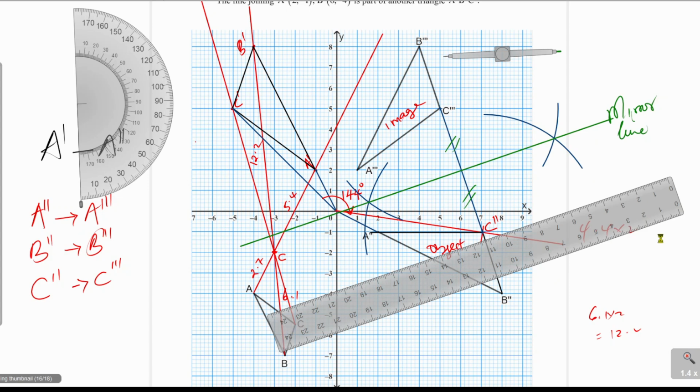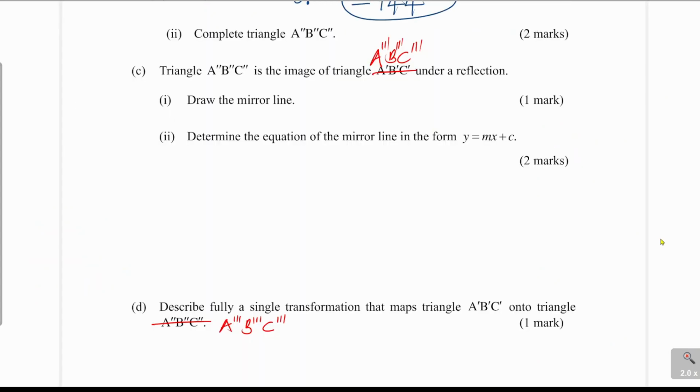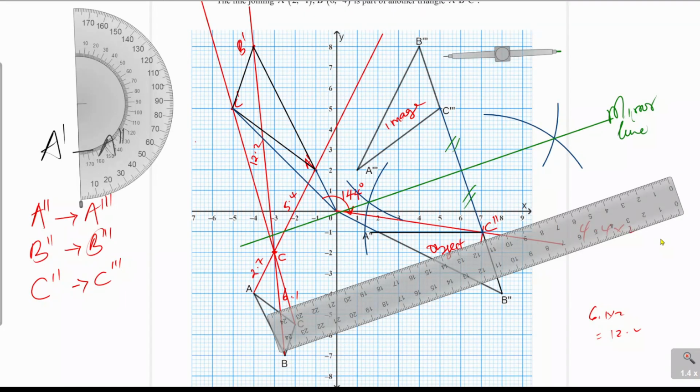Now after that, the next question is determine the equation of the mirror line in the form y equals mx plus c. Now that is the equation of a straight line. The mirror line is simply a straight line, and you need to just get the equation of that line. To get it, you simply need to identify any 2 points on that line.